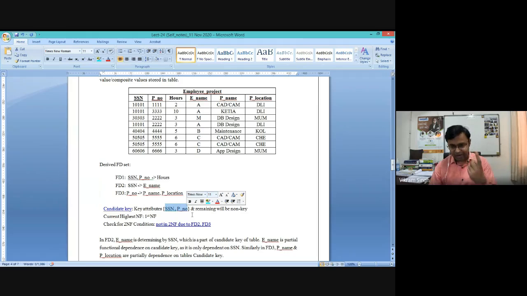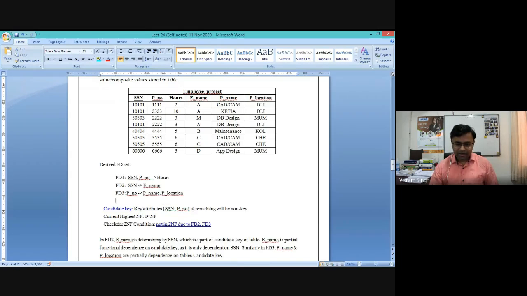We have only one candidate key here, so that one candidate key is assumed to be the key attributes. If there were 2 candidate keys, we would combine all the attributes of the first and second candidate keys, and that is called the key attributes.